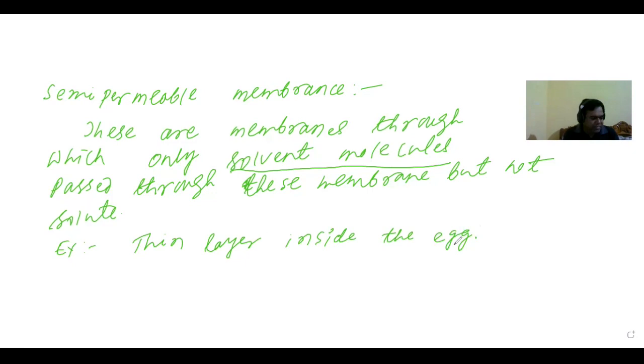Next, cupric ferrocyanide, Cu2[Fe(CN)6]. Okay, Cu2[Fe(CN)6], cupric ferrocyanide. This is also a semi-permeable membrane.